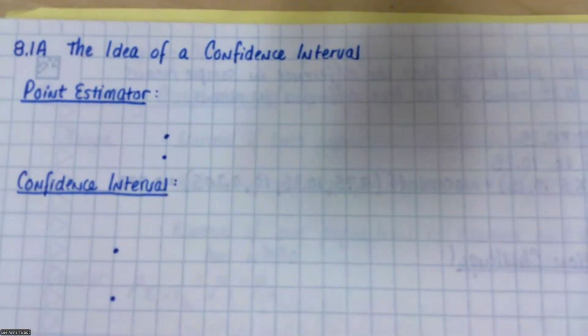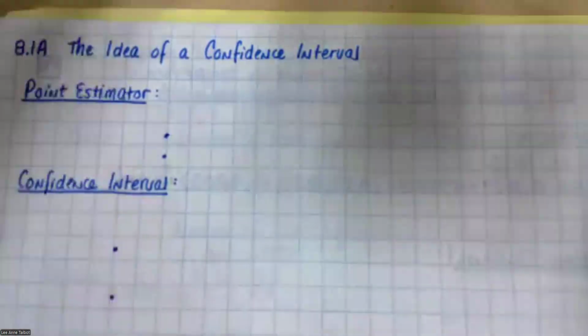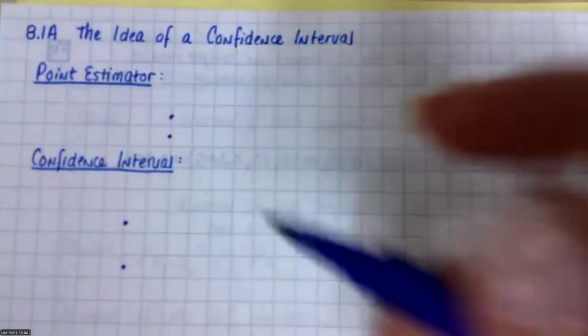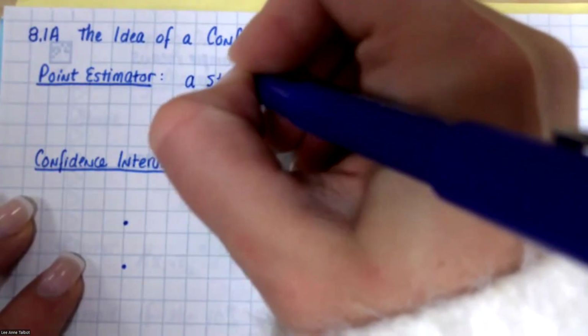All right, so let's do some definitions just to get us all on the same page. A point estimator is a statistic.